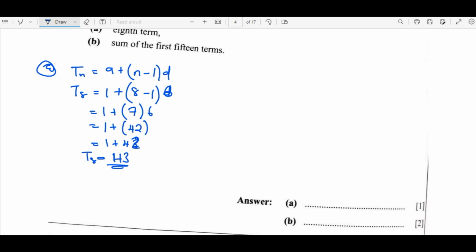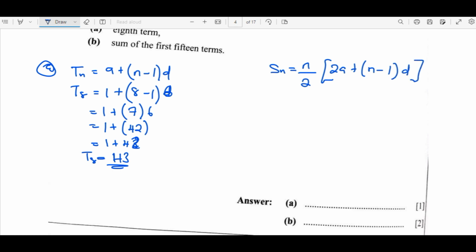So we are saying that the sum of the first 15 terms, so S is equal to n, which is the number, over 2, and then we would say 2a plus, open bracket, n minus 1, close, then we have d.